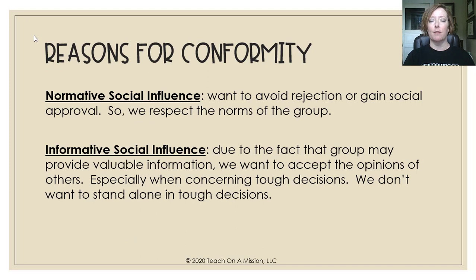There are reasons for conformity. There's a normative social influence. People want to avoid rejection, or they want to gain social approval, so we respect the norms of the group. There's also this concept of informative social influence due to the fact that the group may provide valuable information or other resources. We want to accept the opinions of others, especially when concerning tough decisions. We don't want to stand alone in tough decisions.